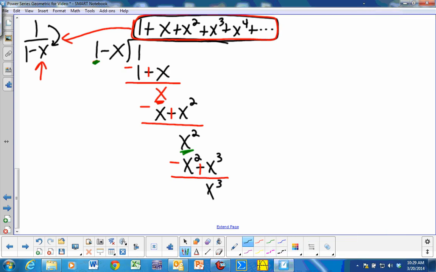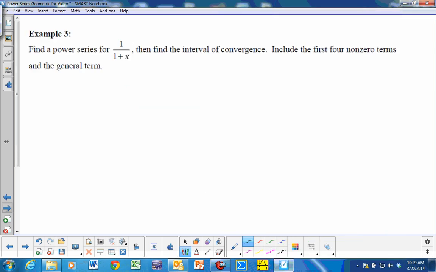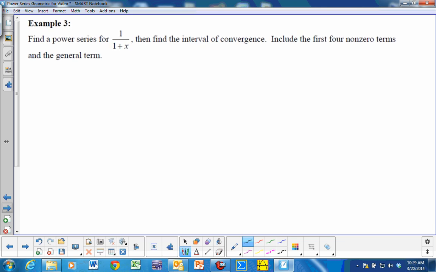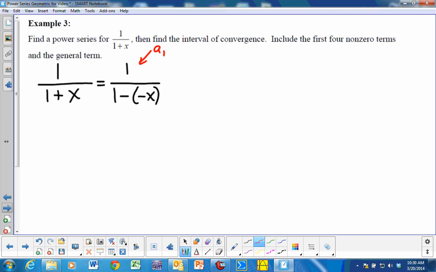Okay, so let's go to example 3 then. Example 3 says find a power series for 1 over 1 plus x, and then find the interval of convergence, and find the first 4 terms and the general term. So a couple of ways we could do this. We could recognize that 1 over 1 plus x fits that geometric sum formula. If I rewrote this as 1 over 1 minus (minus x), then it fits it exactly, where a1, the first term, is 1, and r, in this case, is minus x.